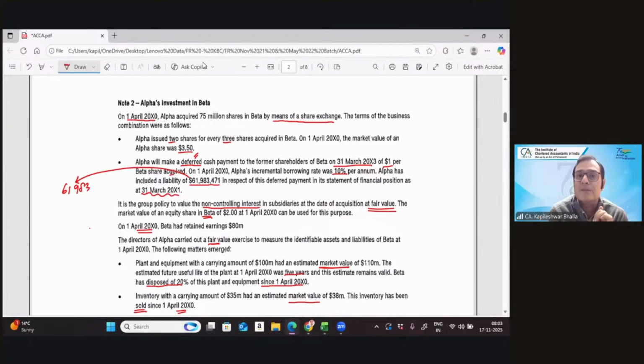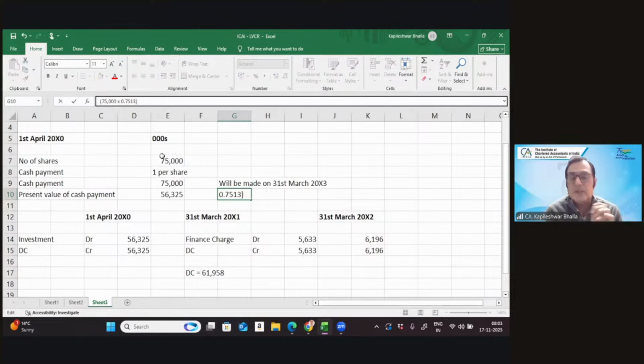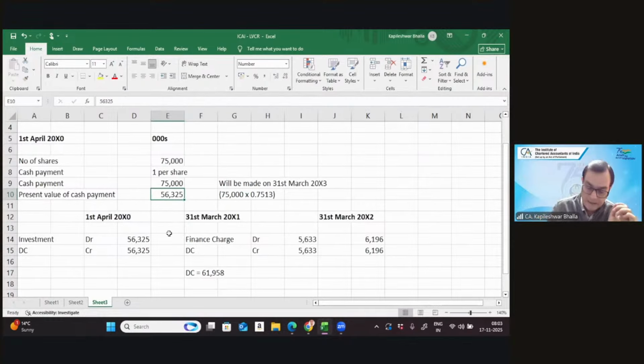So maybe we can take more decimals to match the figure. Let me take a discounting PV factor for more decimal places: 1 divided by 1.1 cubed. Let's take it as 0.7513. So we'll take a little more decimals to keep it accurate. So 75,000 into 0.7513 is, I think, 56,348. Because we need to match it with the question, maybe they've taken more present value factor decimals.